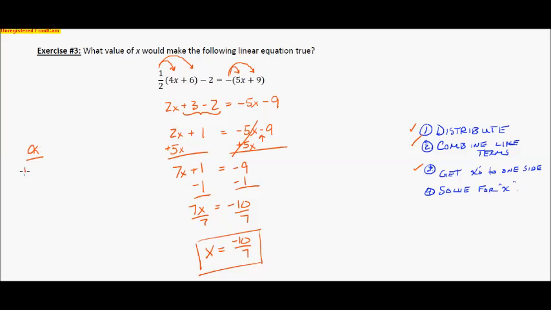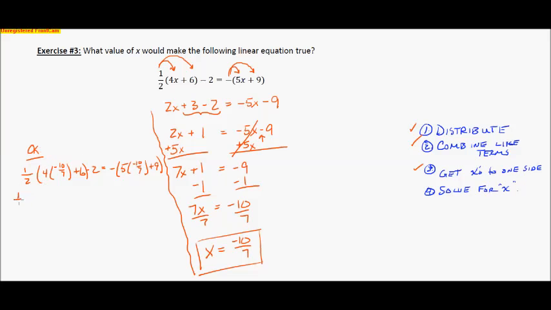So I put in a 2. Oops, I'll make that a 1/2. Put in a half. And 4 times negative 10 over 7 plus 6 minus 2. And the other side of the equation is negative 5 plus negative 10 over 7 plus 9. Okay, and we'll put a line in to separate those as well. All righty, so let's do our check here.